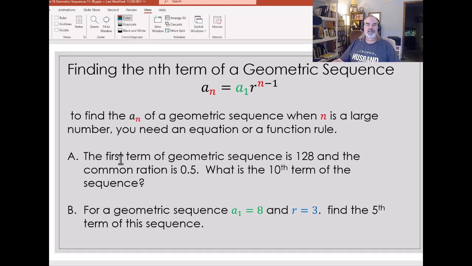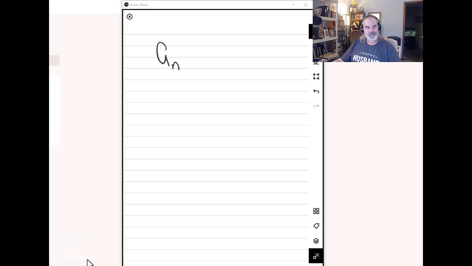So what can we do with this? Well, here we go. The first term of a geometric sequence is 128, and the common ratio is 0.5. What's the 10th term in the sequence? So here comes my note-taking for this example again. I'm going to write down this formula, A sub n equals A1 times R to the n minus 1. Sorry, it's still in red. That's kind of obnoxious, but I'm not going to fiddle with it.